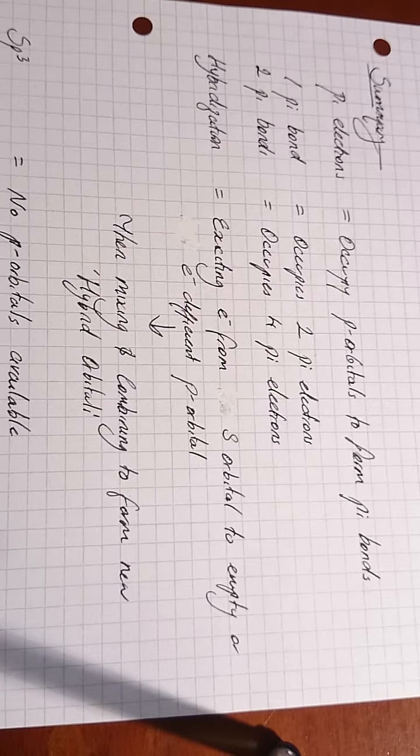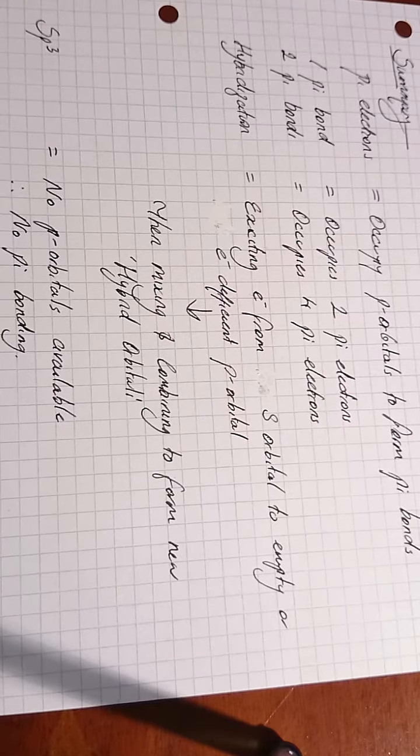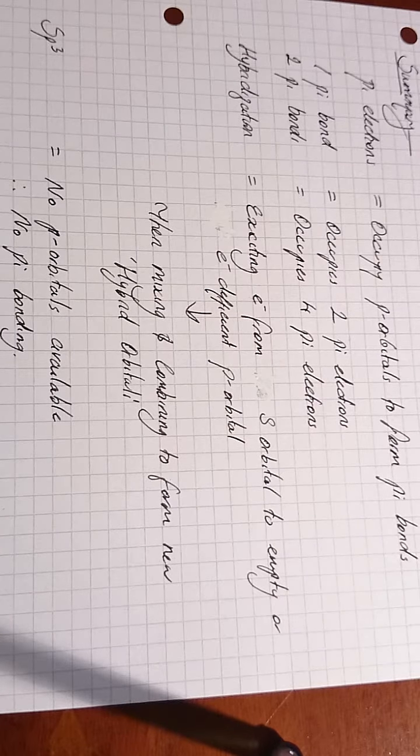Now to finish off with the summary. Pi electrons occupy p orbitals to form pi bonds. A double bond has one pi bond which occupies two pi electrons. A triple bond has two pi bonds which occupy four pi electrons. A single electron is called an unpaired valence electron. They form new bonds when they are moved to a different atom using the half curly arrow. Two electrons are called non-bonding lone pairs, and they can be transferred using a double-headed arrow.